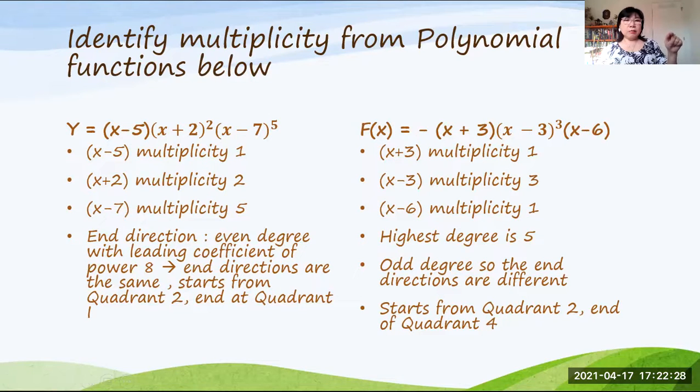So it starts from quadrant 2. The highest degree is 5, so x to the power 5 is negative, but because you have a negative in front, it starts from quadrant 2 and ends at quadrant 4. Now you might not understand how we know it starts from quadrant 2, but when we sketch this on the board, I will explain more about this.